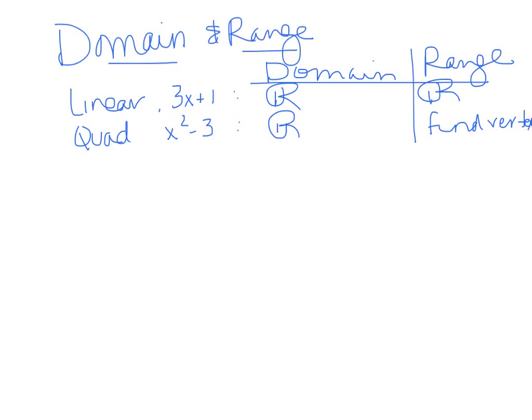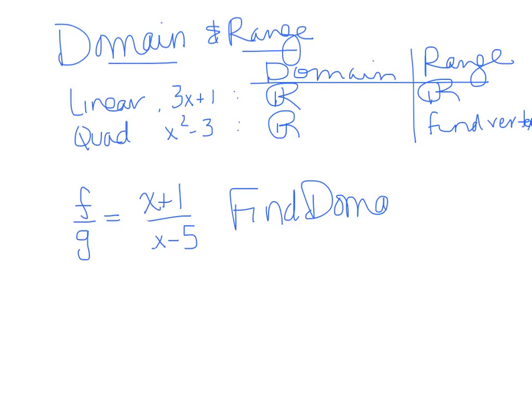In the last example, I can't remember exactly what it was, but let's make another one up. Let's say I had a new f over g, and it was something like x plus 1 over x minus 5. Okay, so remember, find the domain is the question. When I look at the numerator by itself, x can be anything at all. When I look at the denominator, x can be anything at all.